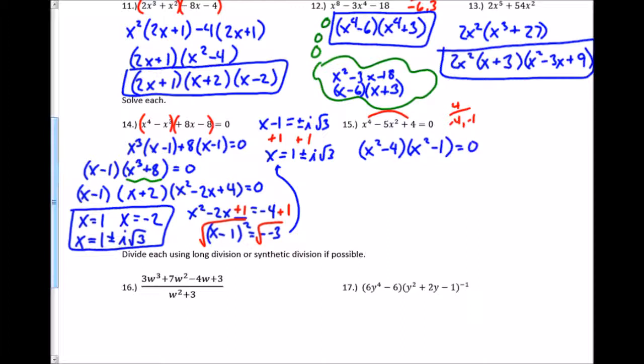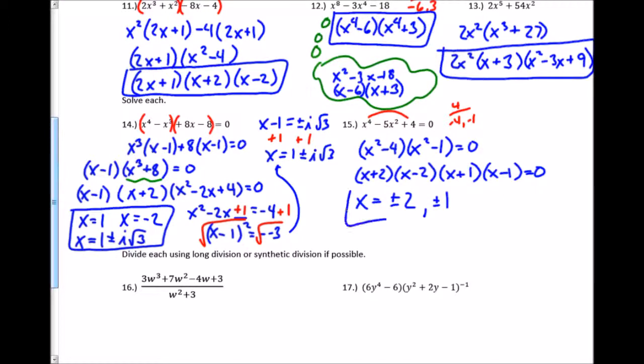And now each of these is a difference of squares. That's an x plus 2 and an x minus 2. The x squared minus 1 is an x plus 1 and an x minus 1. And I set each factor equal to 0. So I get x equals -2 and +2, so plus or minus 2. Over here, I get a +1 and a -1, so plus or minus 1. And that accounts for all 4 of my solutions. Okay?